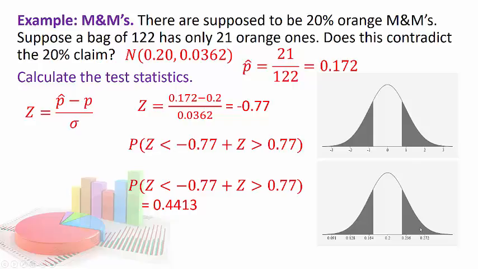And so when I go either side from the mean, because I'm just saying, does this contradict the 20% claim? If they have 25% orange M&Ms, assuming that one is unusual, that's not that different than having 15%. The main point is, are there 20%? So this is called a two-tailed test because I'm testing both sides.